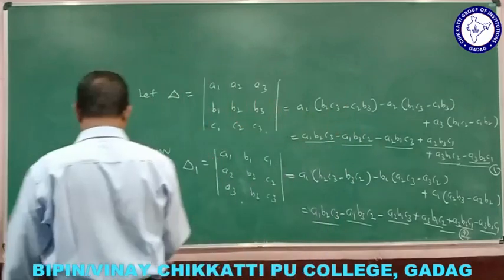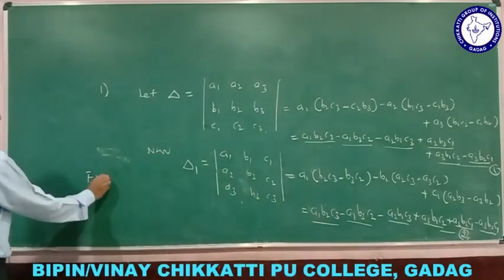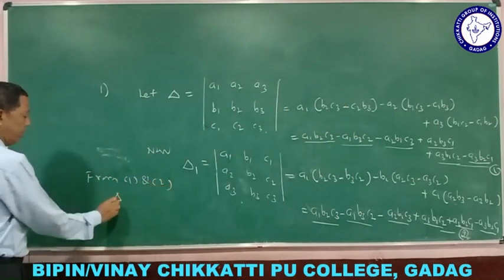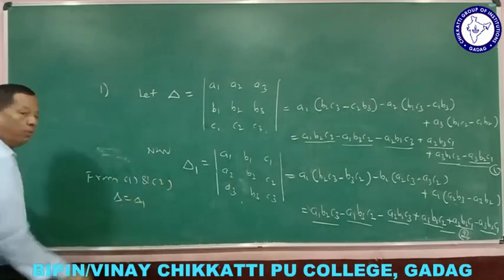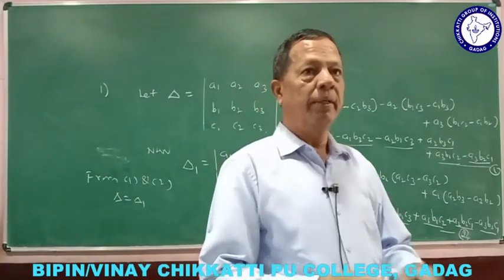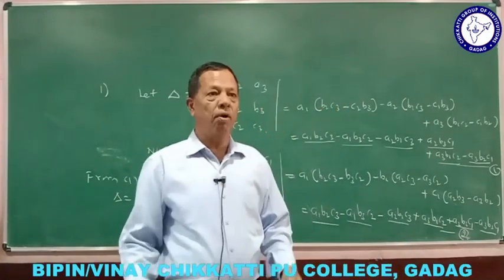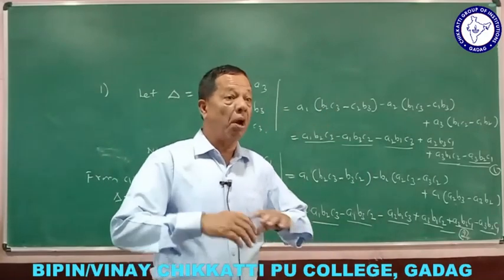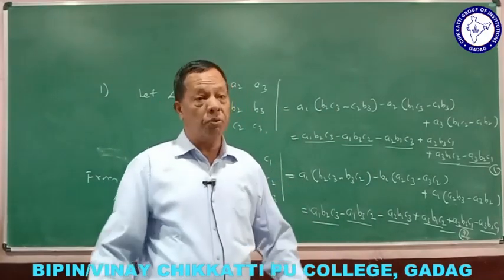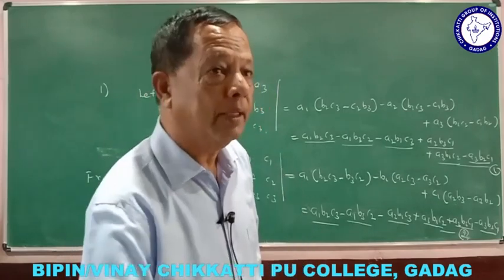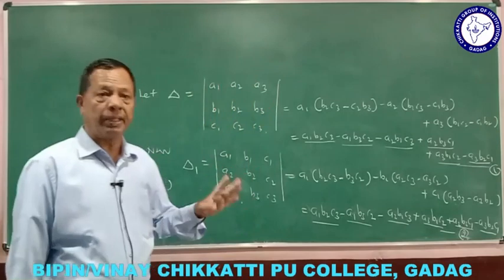Then what you have to tell? From 1 and 2, delta is equal to delta 1. And what is the condition you have proved? When the rows and columns are interchanged, the value of the determinant is not changed. That is, we say unchanged. So this is the first property that I have told when they ask in the examination.